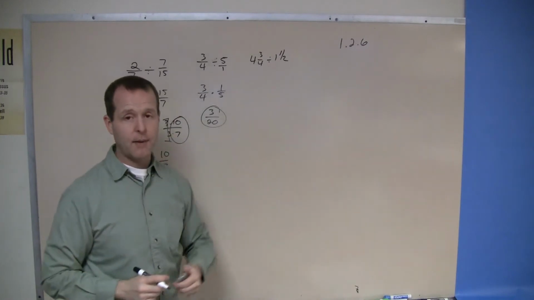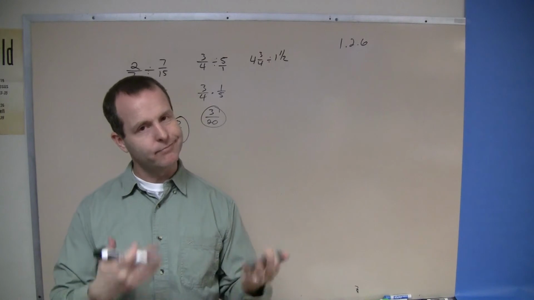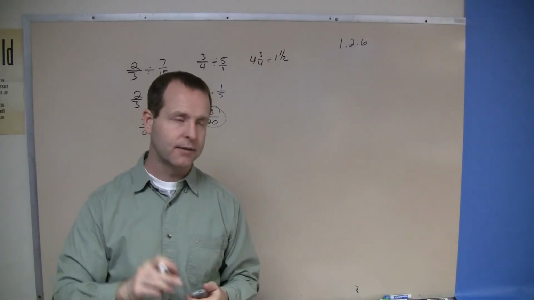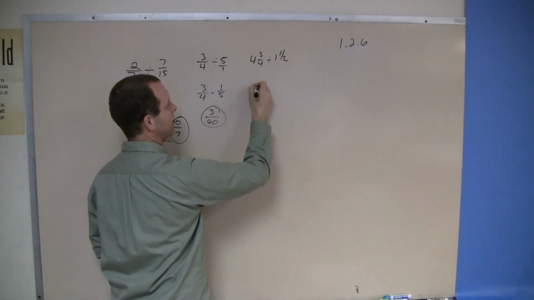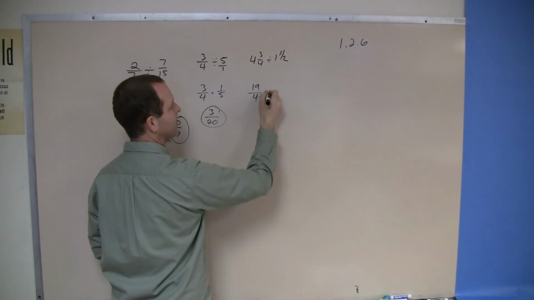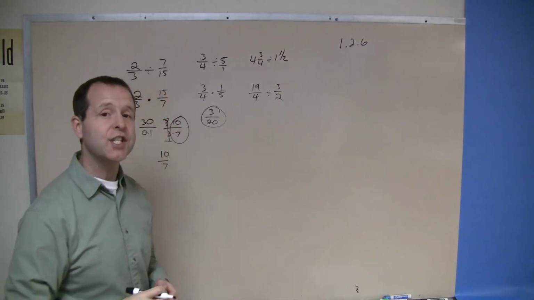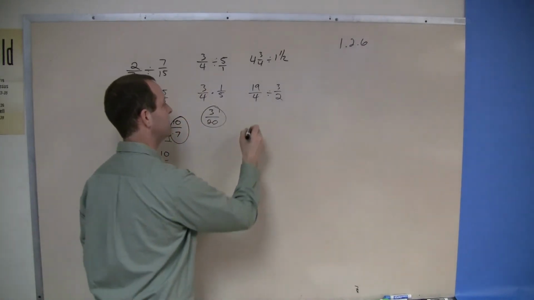4 3/4 divided by 1 1/2. All right, for you people that like mixed numbers, good luck. For you that like to work with improper fractions, the strategy is to change them, that makes it 19/4 divided by 3/2. I just changed it to improper fractions. Now I'm going to turn it into a multiplication problem.